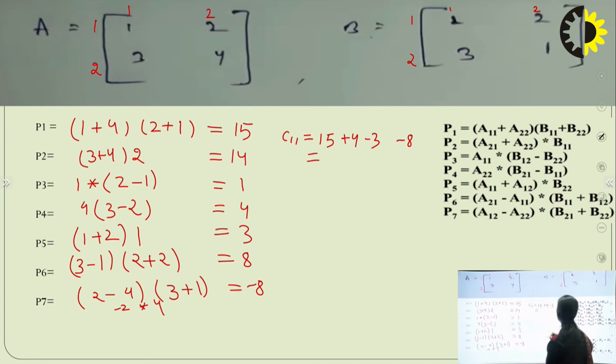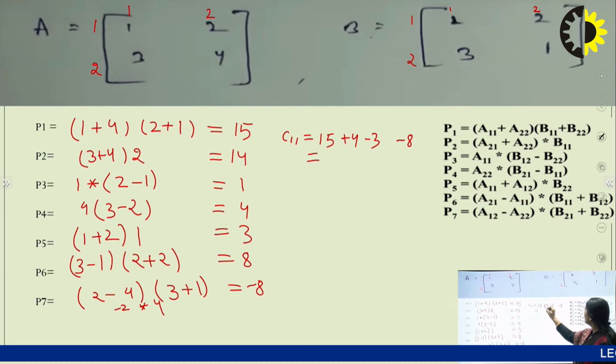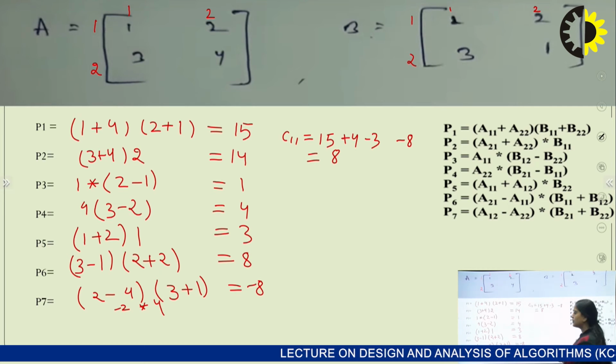Minus 8. Now, if we calculate this, this is 15, then this is plus 4, 15. This is 15 plus 4, 19, or we can say 18 minus 8, 11. If we are minusing this, then 4, it becomes the value of 8. So 15, and then this is plus 1, 16 and 8. So C11, the value of C11 comes to 8.